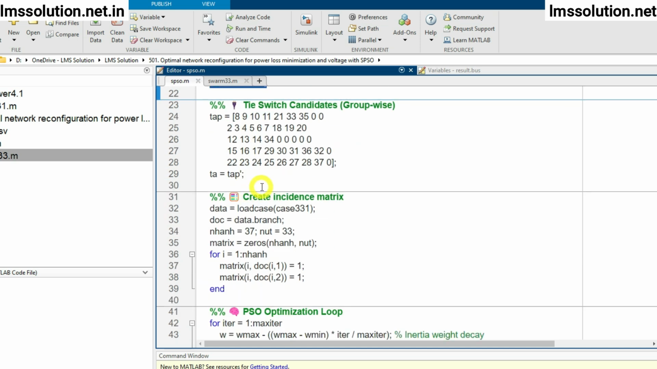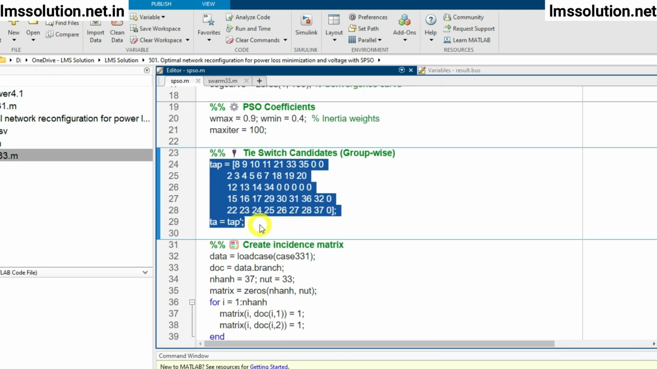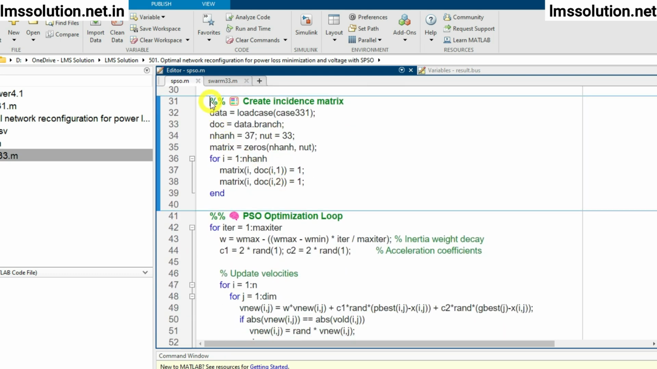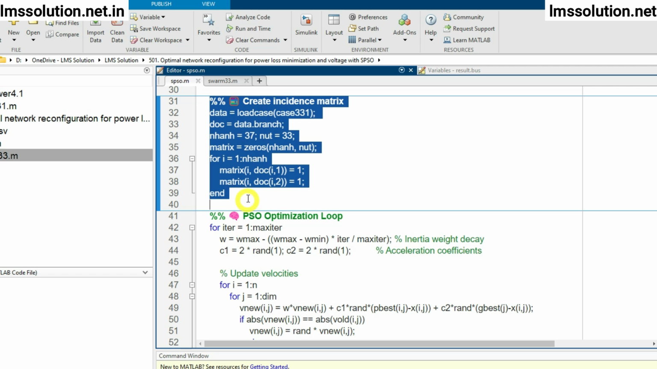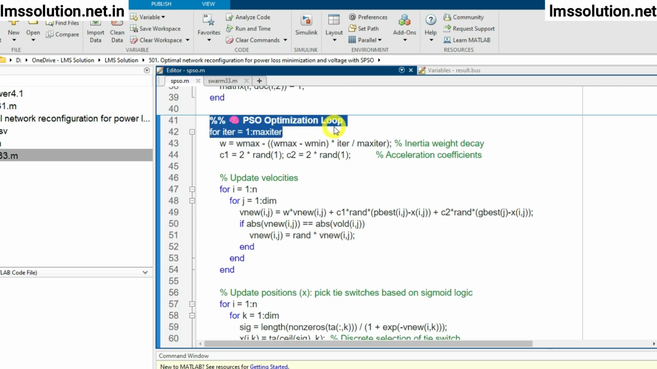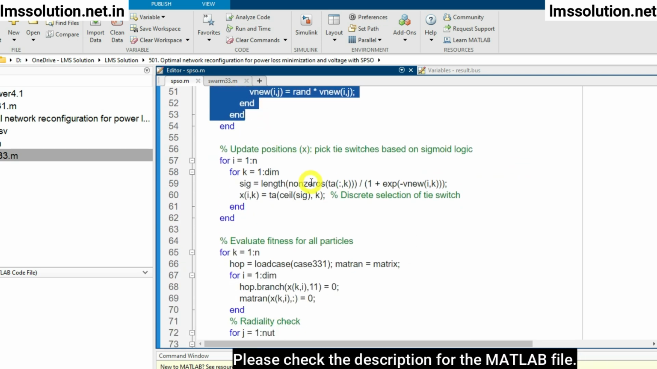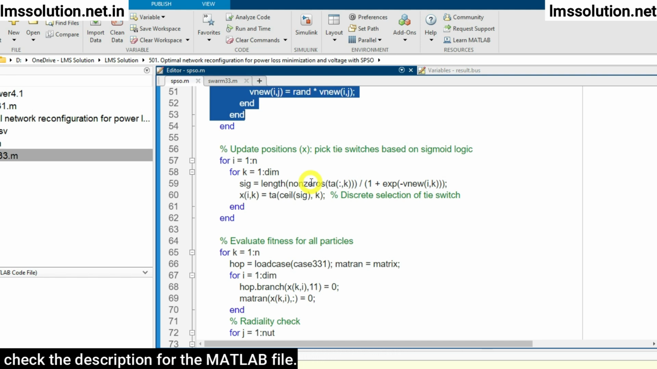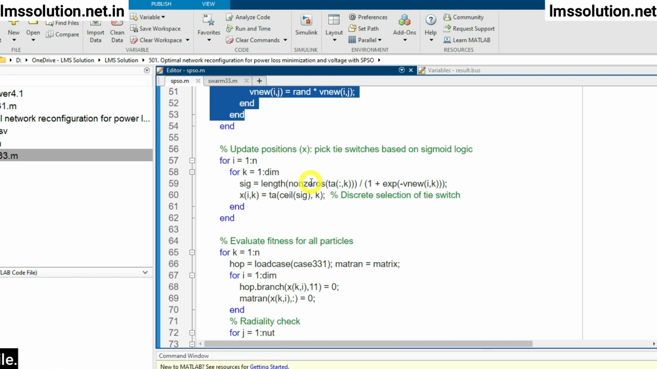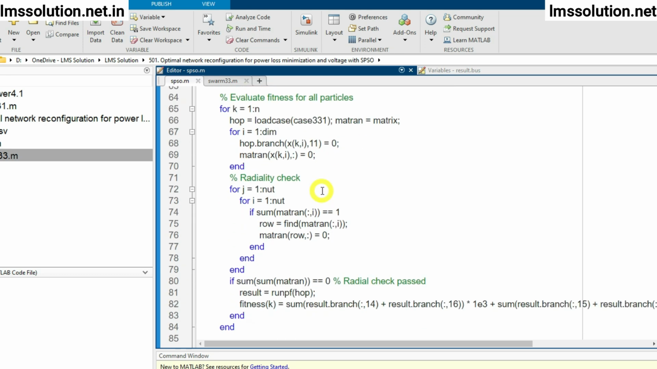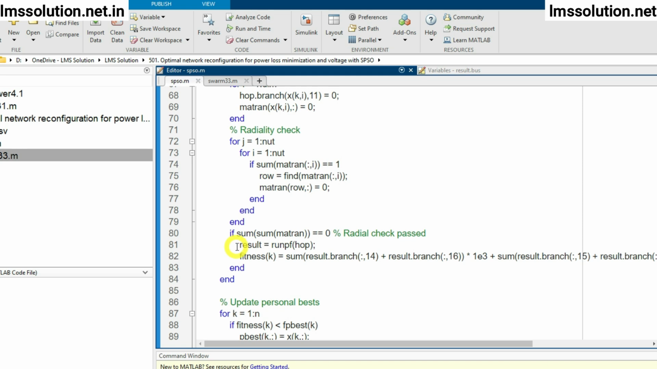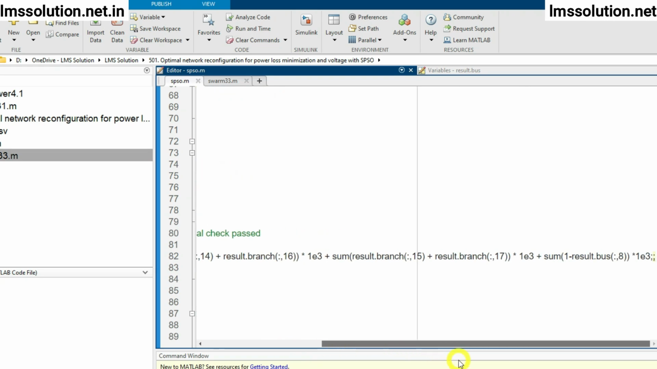So this is the tapping, that means the loop positions, right. We are taking the loop positions, and then we are going to create the incidence matrix here. Next we are applying the PSO optimization. The PSO optimization will generate the open position details, and then that is processed into the network, and then we execute the MATPOWER power flow, and then we calculate the fitness here.